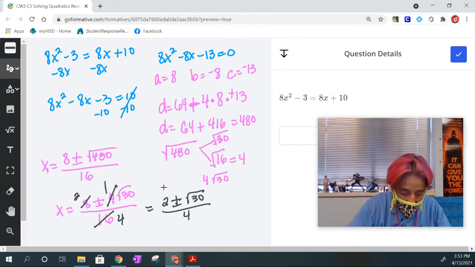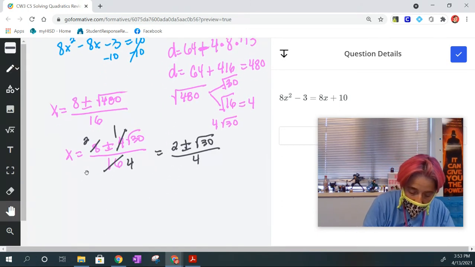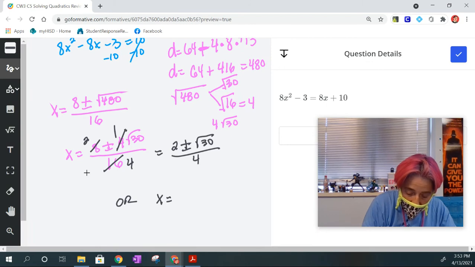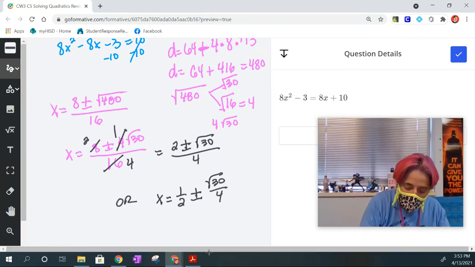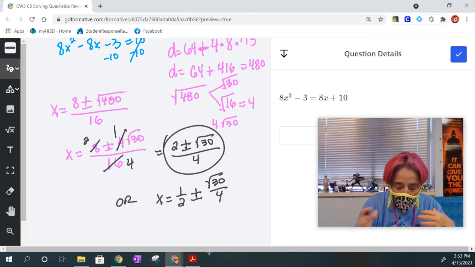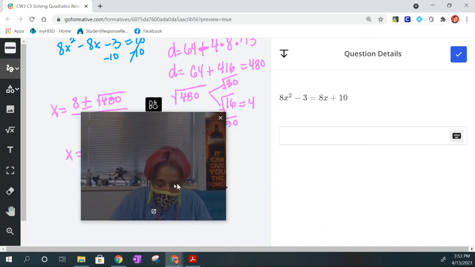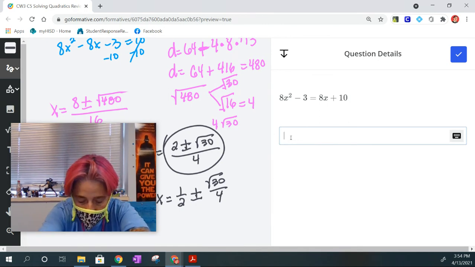I will take that as an answer, or you could simplify this even further, one step further, and say x is equal to 2 divided by 4 is 1/2 plus or minus the square root of 30 over 4. Technically, this is probably going to be the better one to work with, just because I don't have a fraction, and it's more compact. All right, that's the answer I'm going to use on the video, but if you use the other answer, I will accept that as the answer as well.